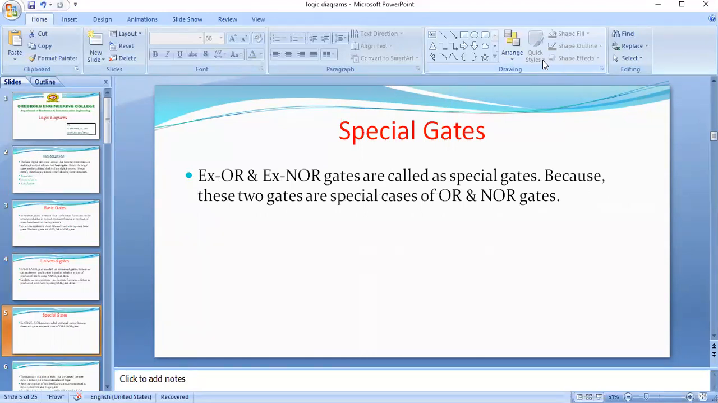Next, special gates. We have two more special gates: exclusive OR gate and exclusive NOR gate. Exclusive NOR gate is also called coincidence gate. XNOR gate is used in a comparator. XOR gate is used as an even parity generator. So these two are the special gates.